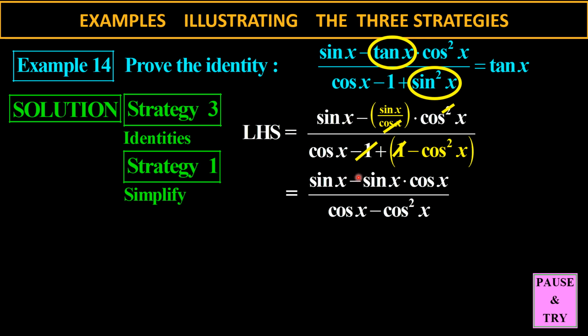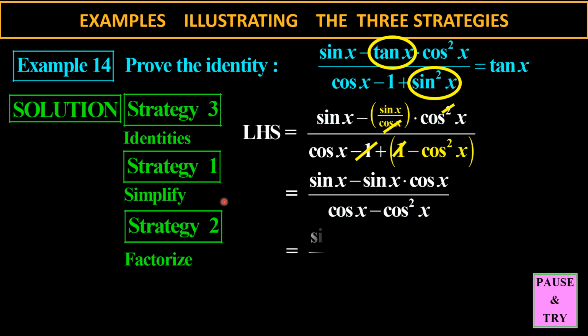That's sine x minus sine x times cosine x. In the denominator, I've got cos x. And there I have a negative cos squared x. Again, there are no like terms. There's nothing to cancel. So I'll have to try to factorize. Possible to factorize? Yes, we can factorize.